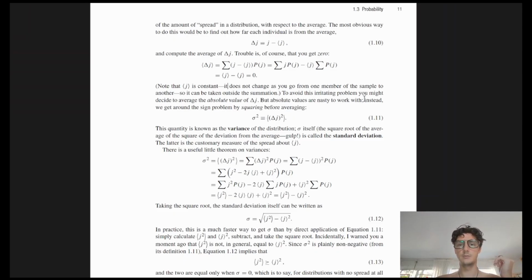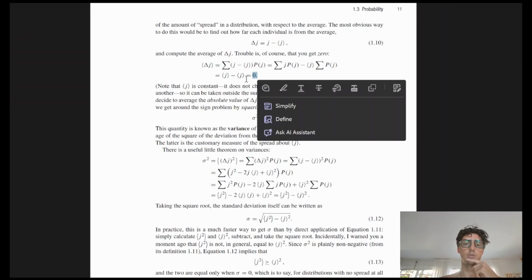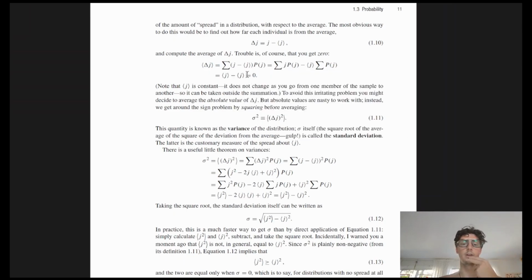To avoid this irritating problem, you might decide to average the absolute value of delta J. But absolute values are nasty to work with. Instead, we get around the sign problem by squaring before averaging. I see. So the problem here is you're trying to find the average of delta J and you get 0, which is not good, I guess. I don't know. If I got this, I'd just be like, sick, the average of this is 0. But I guess it's not 0. So they're going to try to find what this equals in a different manner. Here, what they do, I guess, is square it and then take the average. So delta J squared, take the average. And in order to not write this so many times, they redefine this as this symbol, sigma squared.